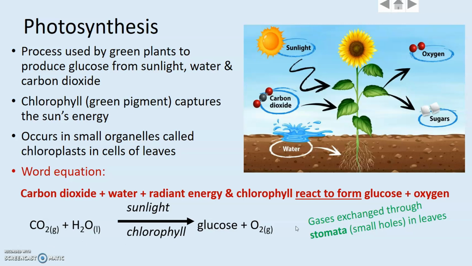The gases, the carbon dioxide and the oxygen, exchange through holes in the leaves. We call these small holes stomata. Carbon dioxide and water are the reagents or reactants. The arrow stands for reacts to form, and the glucose and the oxygen are the products of photosynthesis.